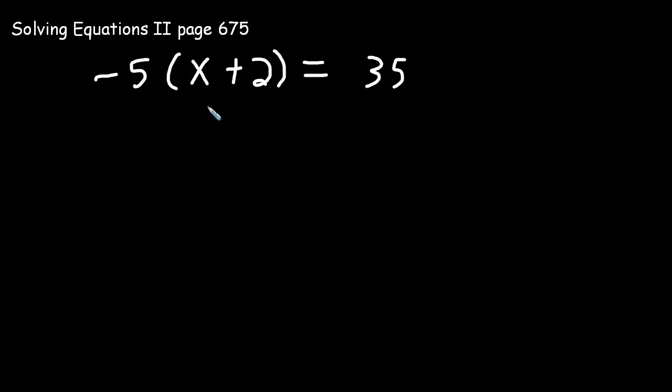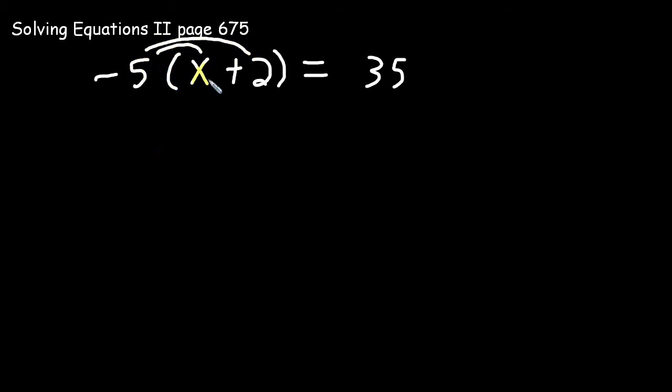Well, with this problem, there's a couple options available. There's more than one way to solve this problem. We can either use the distributive property, distribute the negative 5, or we could get rid of it by dividing each side by negative 5. Either way would work. Okay, I'm going to go along with the book. The book uses distributive property, and they distribute the negative 5.